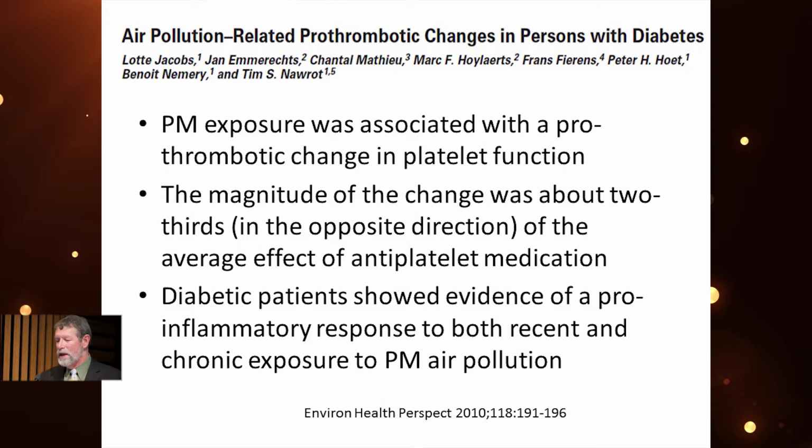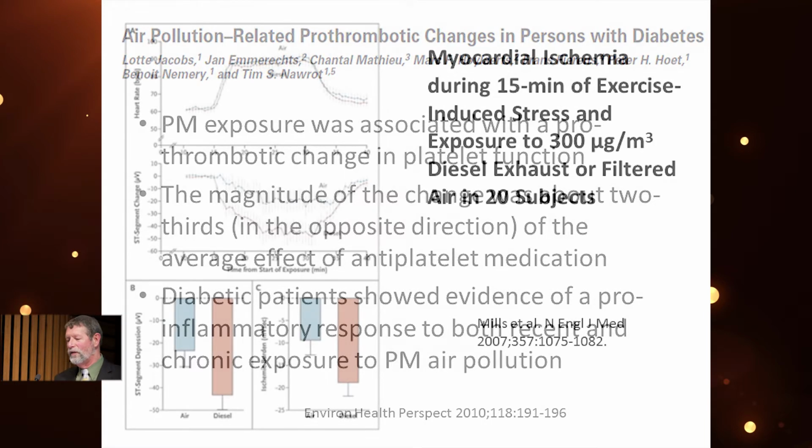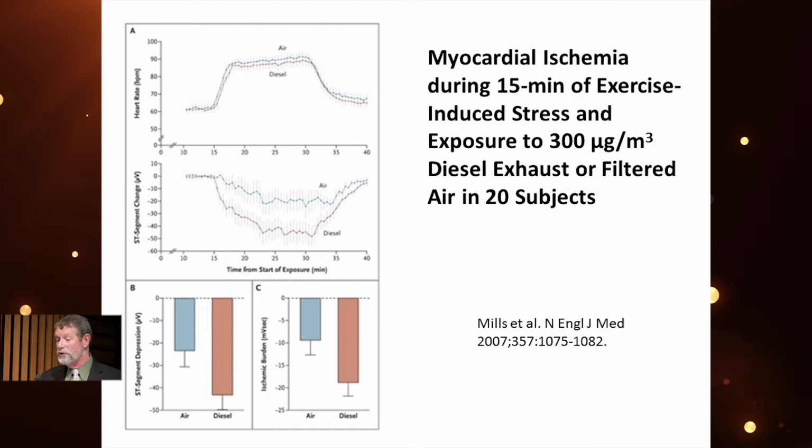And this is an important study, though I wouldn't have been able to do this in the US. This is a Swedish study where they exposed individuals with coronary heart disease, ischemic heart disease, to 300 micrograms per meter cubed of diesel exhaust or filtered air, and they actually showed ischemic changes on EKG with 15 minutes of exercise. This is actually more relevant to occupational level exposures than ambient exposures.